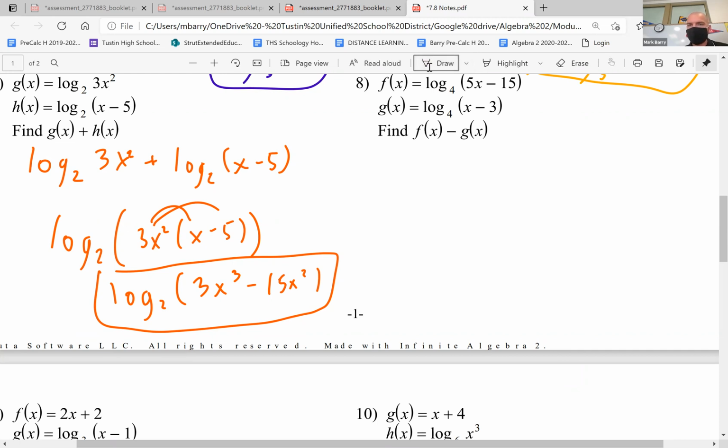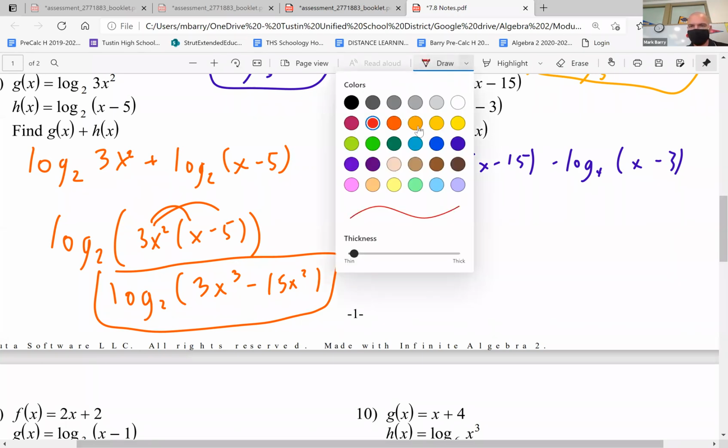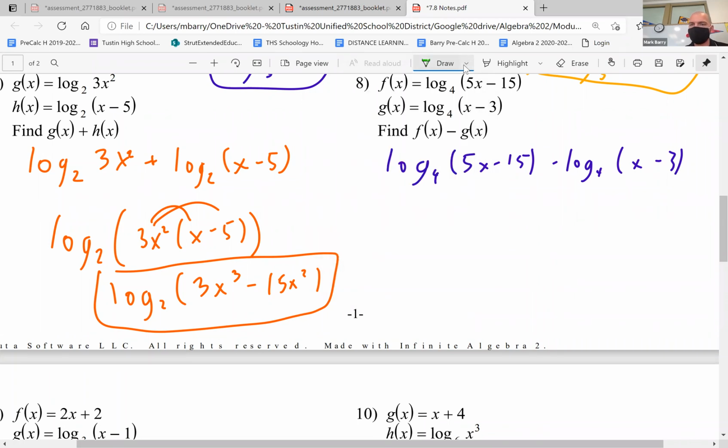All right, next up we got number 8. So number 8 says we are subtracting these two functions. So we know that when we're subtracting the separate logarithms, we can condense them, and it'll be division.